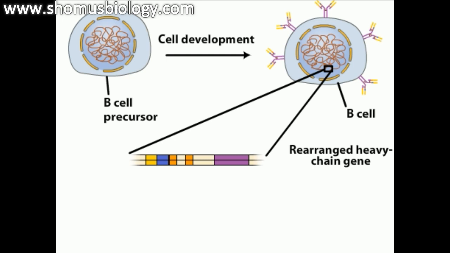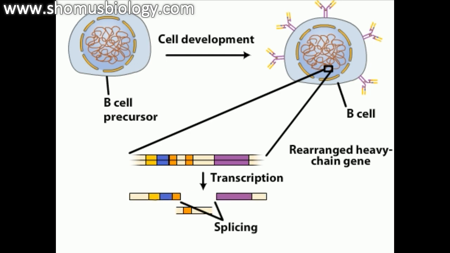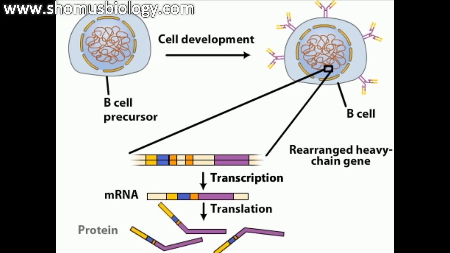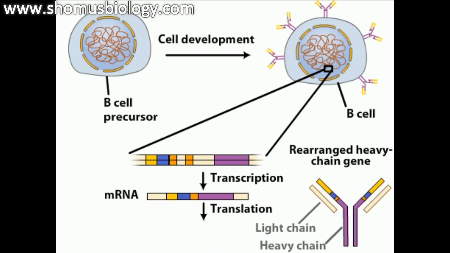Note that the heavy chain gene still contains intervening DNA between the VDJ region and the constant region. These intervening sequences are left in the DNA but spliced out from the RNA after the gene is transcribed, with the help of RNA splicing. The mRNA is translated into the immunoglobulin heavy chain. Light and heavy chains are then assembled to make an immunoglobulin that is unique to a particular B cell and which will fight against a specific antigen.